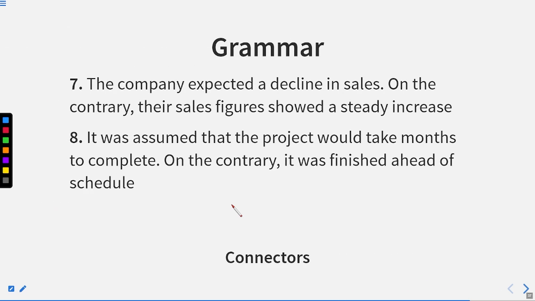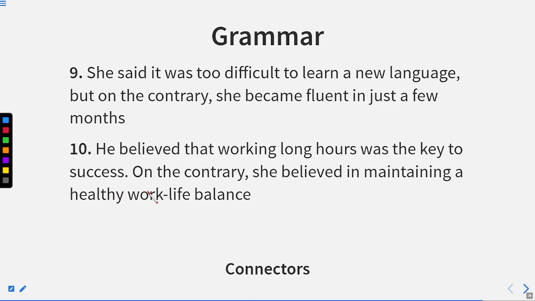The company expected a decline in sales. On the contrary, their sales figures showed a steady increase. So here we can also see that in the two sentences or clauses, there are always two opposites. For example, here it is a decline and here is an increase. It was assumed that the project would take months to complete. On the contrary, it was finished ahead of schedule. It means before time. Now let us move to the next one.